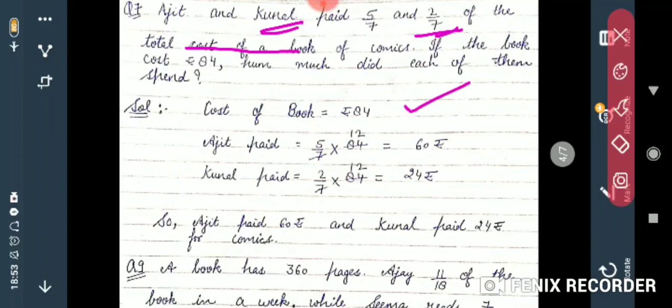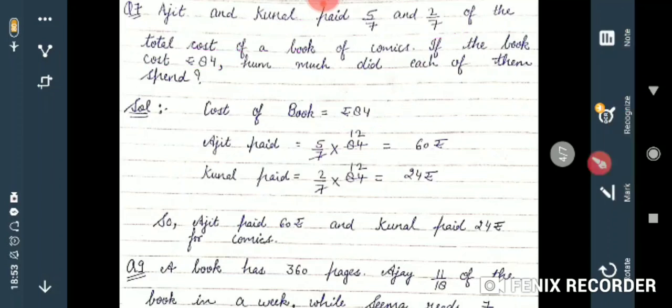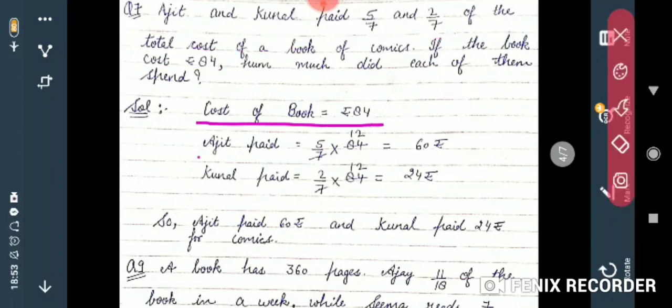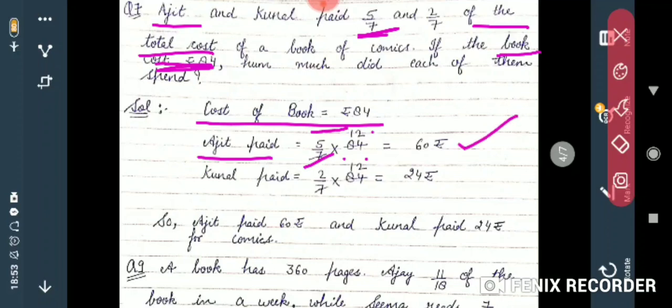So first, the cost of a book is given, rupees 84. Then how much did Ajit pay? 5 by 7 of the total cost. What is the meaning of "of"? Multiply. And the cost of the book is 84. So 7 1s are 7, 7 2s are 14. 12 multiplied by 5, 60 rupees.